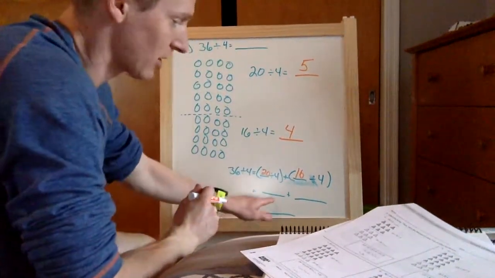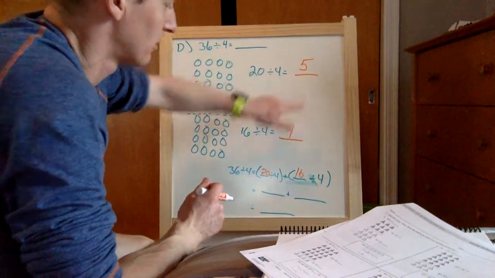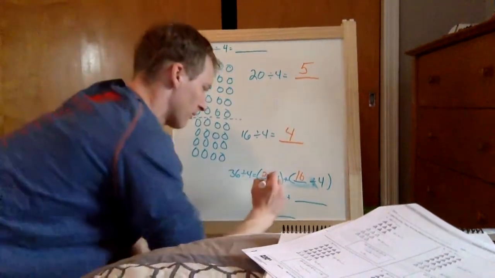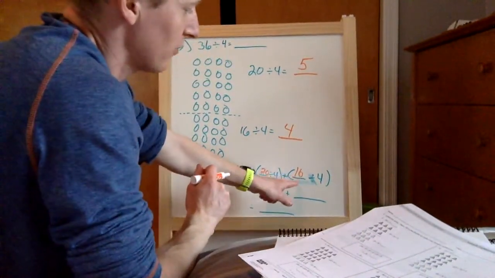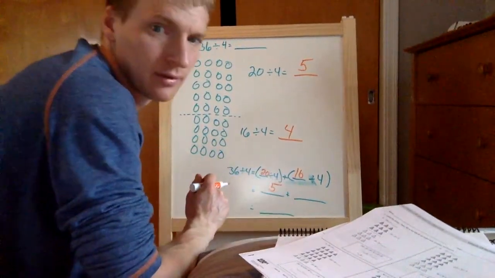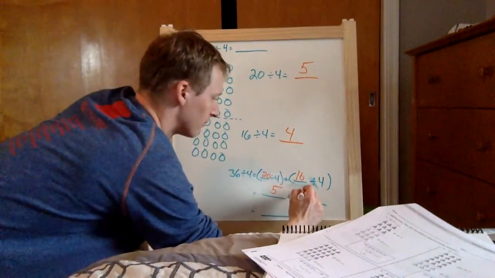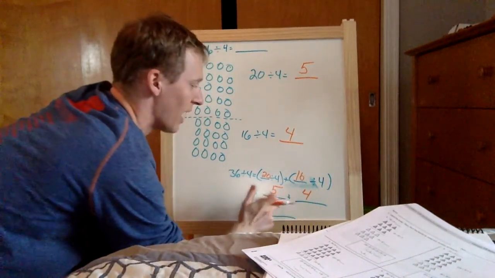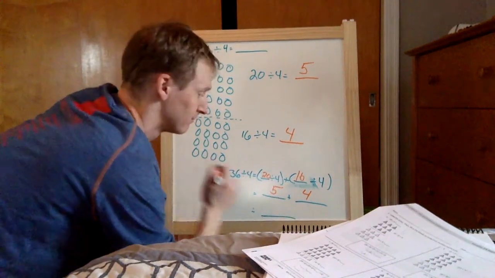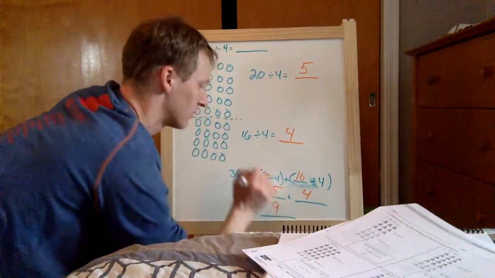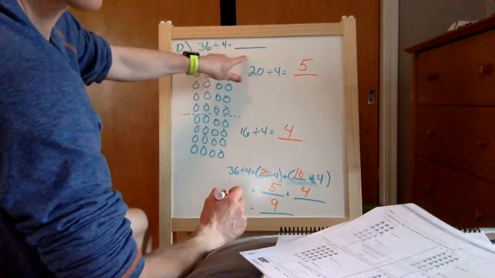Now, these are our answers. What were the answers of 20 divided by 4? 5. What was our answer of 16 divided by 4? 4. What's 5 plus 4? 9. And then remember, we gotta go all the way to the top again. 9.